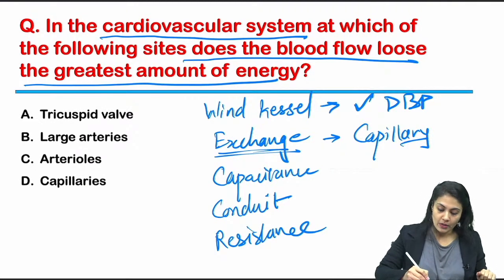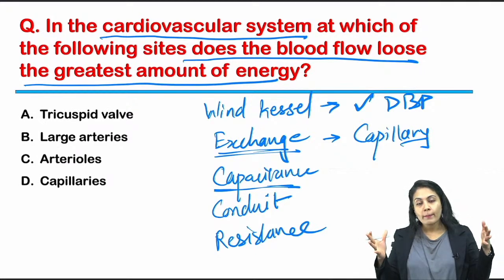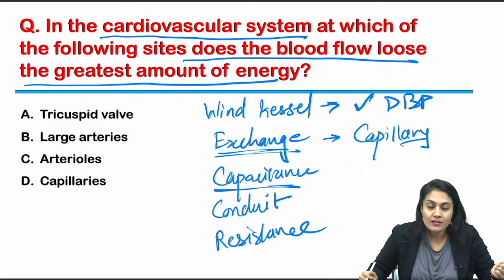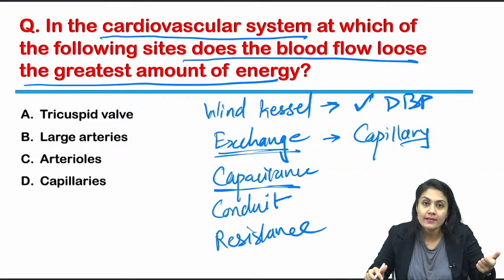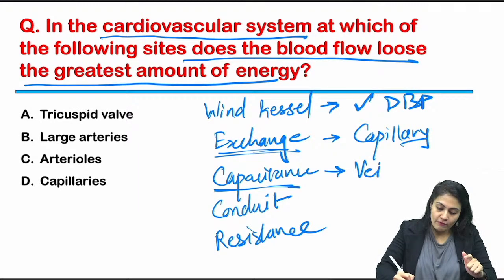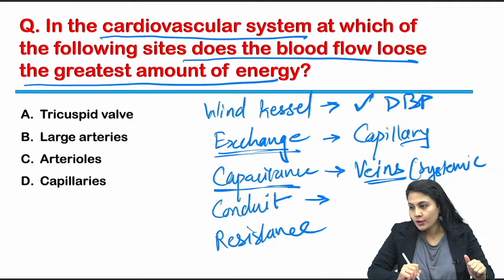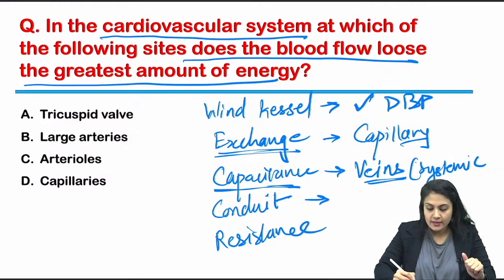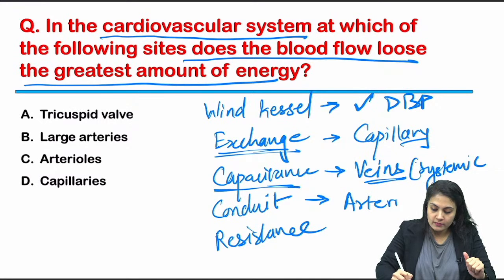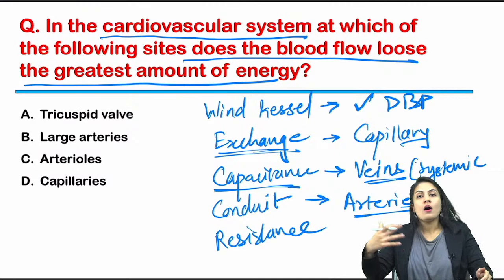Exchange is their function. They are very permeable. Capacitance vessels have the capacity to stretch, but they do not have that much elastance. They have good compliance, poor recoil, so they are nothing but the systemic veins. Conduit vessels, what are the conduit vessels? Conduit vessels are the smaller arteries as well as the bigger veins.